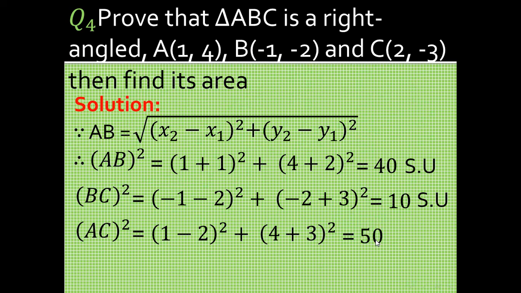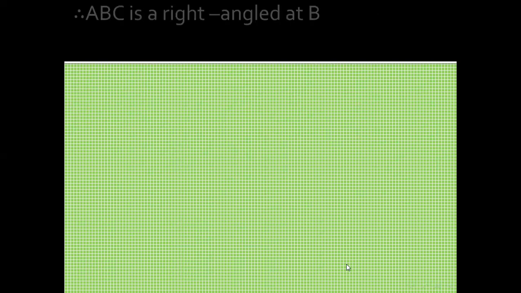Where is the greatest side? The greatest side is AC. Since AC all power 2 equals BC power 2 plus AB power 2, the square of the greatest side equals the sum of squares of the other two sides. 10 plus 40 equals 50. Then this triangle is right angle triangle at B. Why B? Because B is the common letter here. This triangle is right at B.